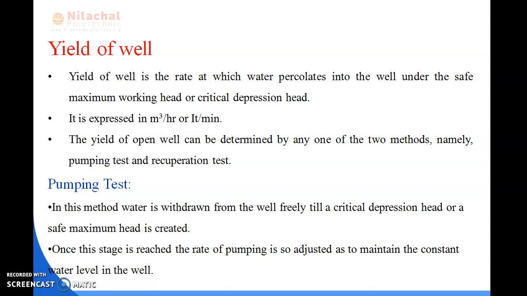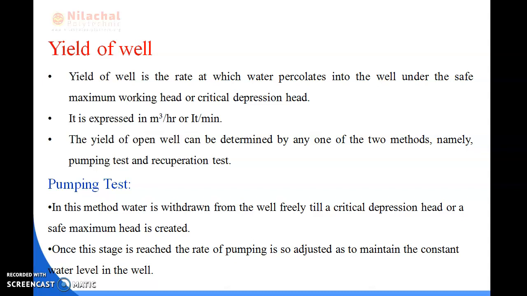It is the rate at which the water percolates into the well under the safe maximum working head or the critical depression head, and it is expressed in meter cube per hour, or liter per minute. It can be measured by two methods. First is the pumping test, and second is the recuperation test method.